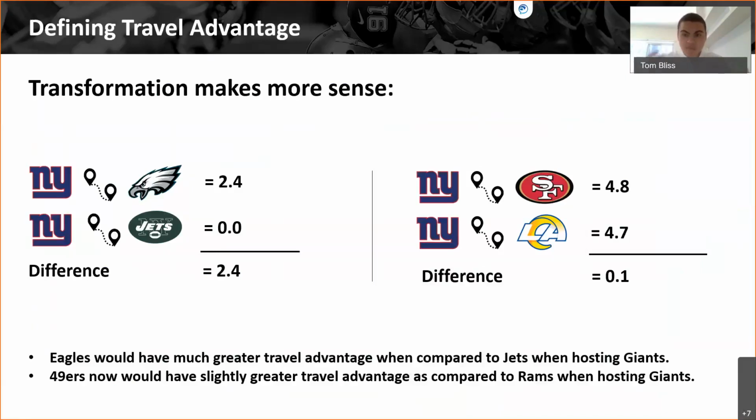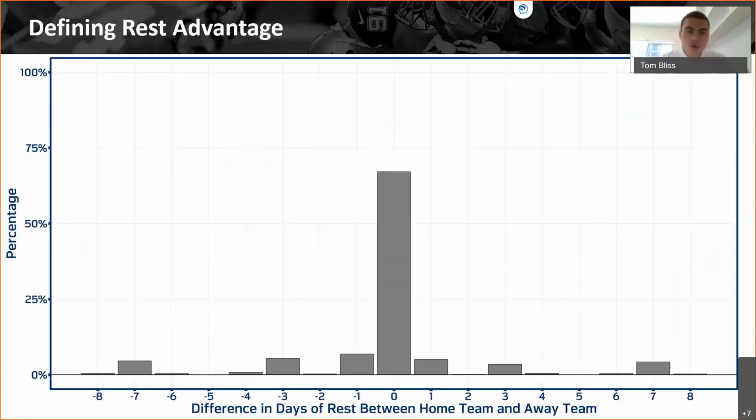So now that we have a way to sort of quantify our observed travel data, now we have to think about rest. So right here we have a histogram. The left-hand side of the histogram will have situations where the away team has more days of rest than the home team. The right side will be situations in which the home team has more days of rest than the away team. And right at 0, it's even rest.